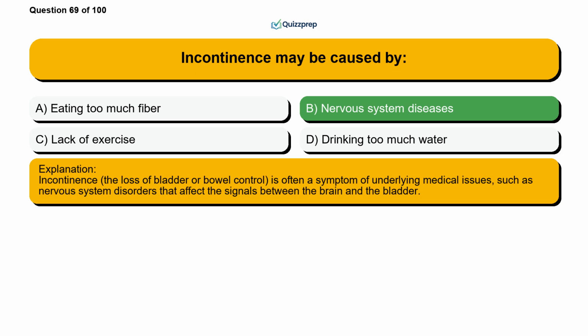Incontinence, the loss of bladder or bowel control, is often a symptom of underlying medical issues, such as nervous system disorders that affect the signals between the brain and the bladder.